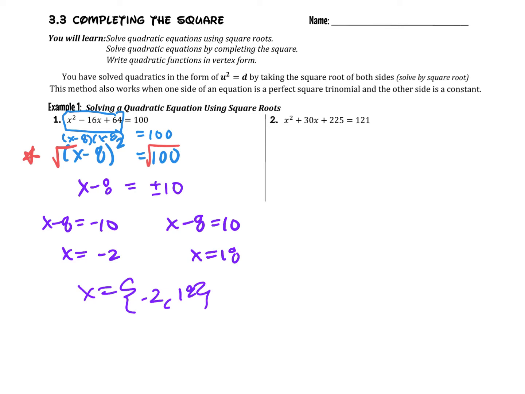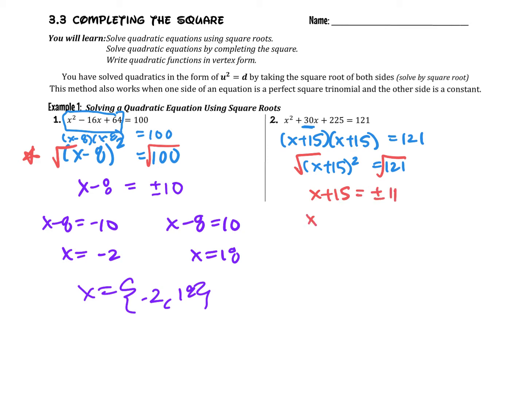Now, if we look at the next problem and recognize that this is also a perfect square trinomial, 225 is a perfect square. The square root of 225 is 15, and 15 plus 15 is 30. Then we can rewrite this like this, which means we can then take the square root of both sides. This is going to give me x plus 15 is plus or minus 11. So x plus 15 is negative 11, or x plus 15 is 11. That's going to give me negative 26 and negative 4.